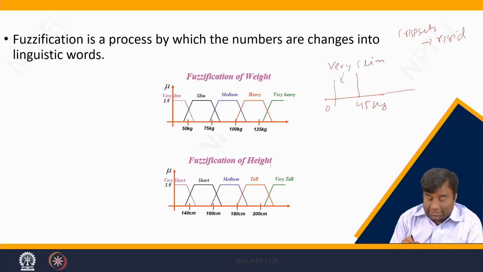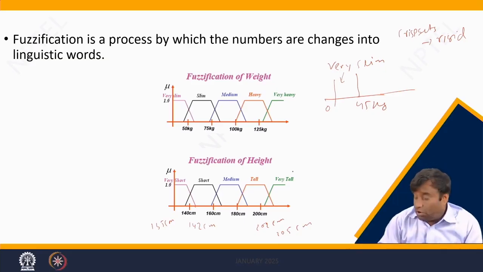Now fuzzification for the case of height. If height is 140, 142 centimeter assume, then that is something like very short, and after that it becomes surely very short. Suppose it is 130 or 135 centimeter, height is very short like that. And suppose it is 200 or 202 centimeter, then it is also increasing, and after 205 centimeter it is surely very tall. So these are the fuzzification of weight and height.